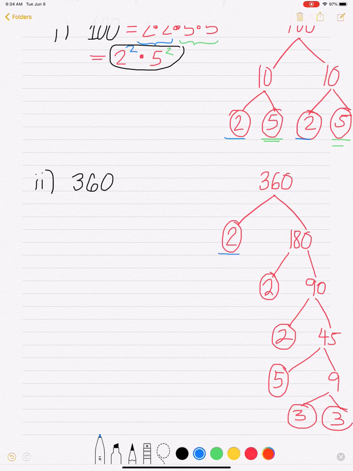We have 3 copies of 2, 1 copy of 5, and 2 copies of 3. So I'm going to put them in increasing order, from the smallest prime to the largest prime. So I'm going to have 2 times 2 times 2, those are the 2's. Then we have the 3's, 3 times 3. And then we have times 5. We just have one 5.